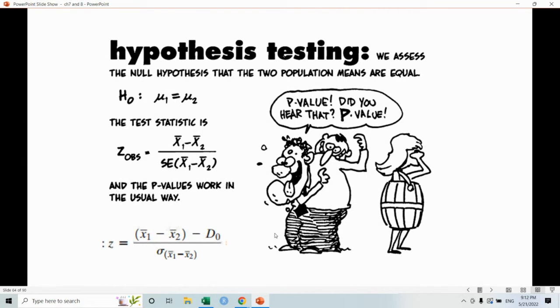Hypothesis testing. We assess the null hypothesis that the 2 population means are equal. So the null is that the 2 means are equal, right? So the test statistic is to find the z-value that corresponds to the differences of those 2 values. The p-values work in the usual way.